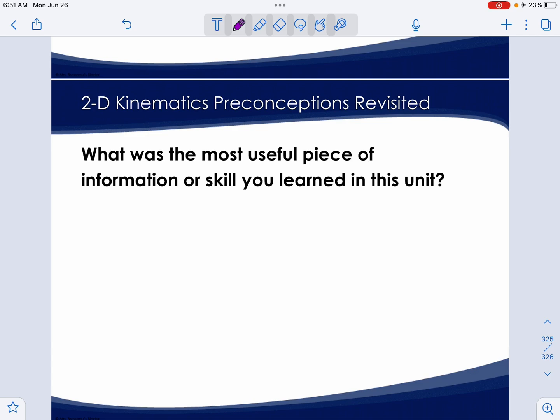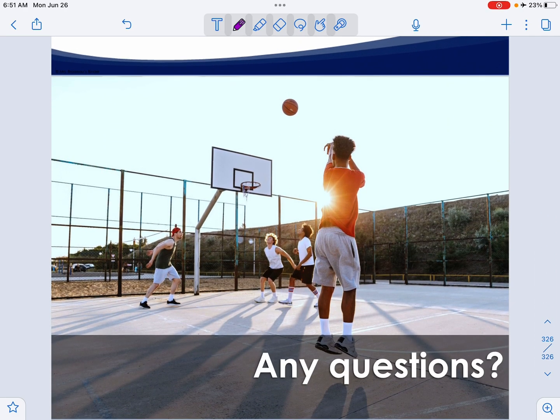What was the most useful piece of information or skill you learned this unit? You can answer that one for yourself. Any questions?